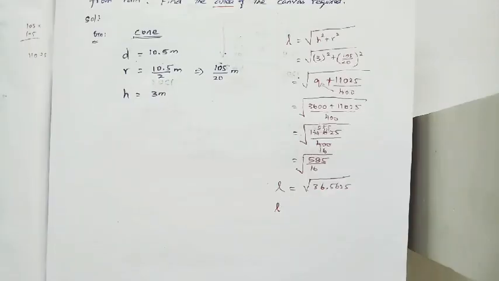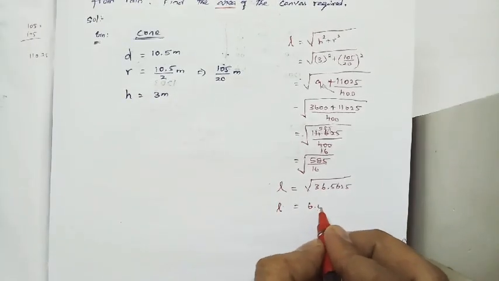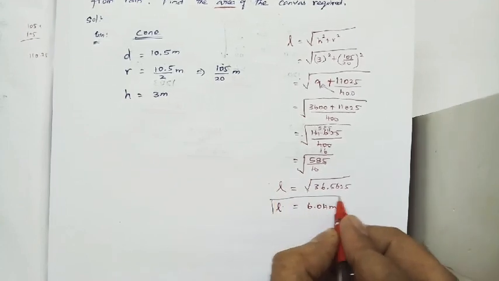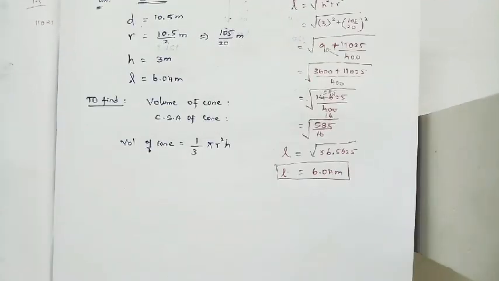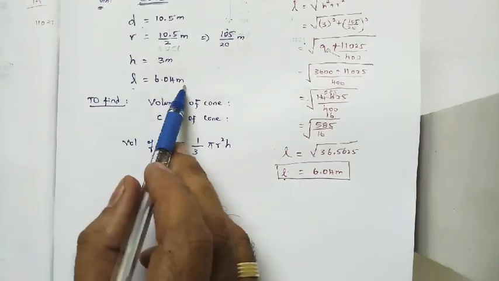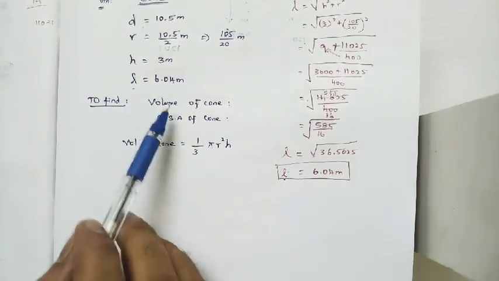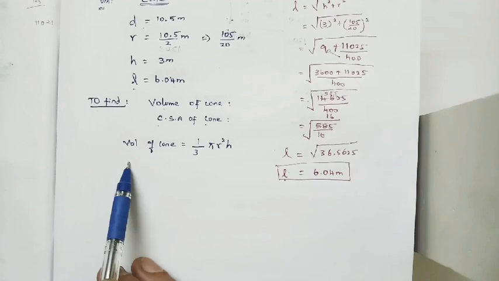6.04 meter. Therefore, L is equal to 6.04 meter, right? Now what do we want to find? To find the volume of the cone and the CSA of the cone. First I am finding the volume of the cone.